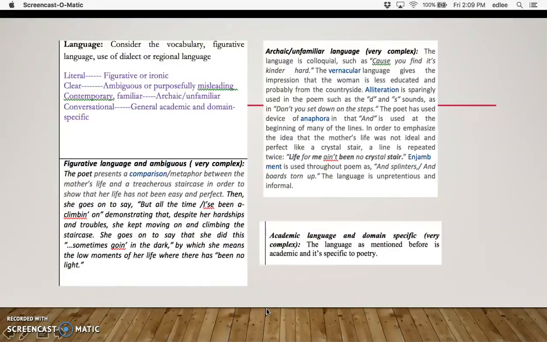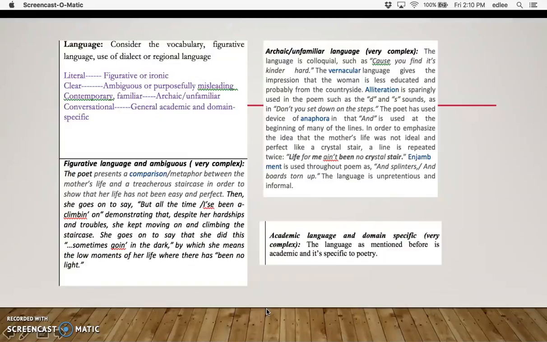Another language move that is made is that there is some alliteration used as well. Alliteration is the occurrence of the same letter or sound at the beginning of adjacent or closely connected words. You can see this a few times in the poem, and one example of this is when she says, "Don't you sit down on the steps," with the D's and the S's having the alliteration. This alliterative language may be uncommon to students, as we may not often intentionally speak in these ways.